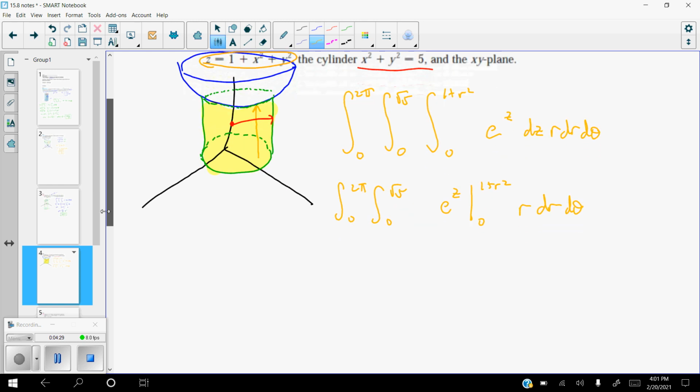We'll get to that. You do have to be careful here because, yes, I do have a 0 as a bound, but remember, this is going to be e to the 0, so it's not going to make it 0. So let's see, we get the integral 0 to 2 pi, integral 0 to square root of 5, and then I'm going to plug in 1 plus r squared, so we get e to the 1 plus r squared minus e to the 0, but that's 1, r dr d theta. Okay.